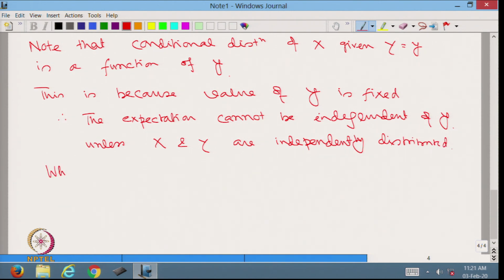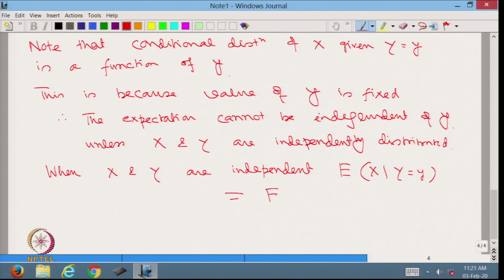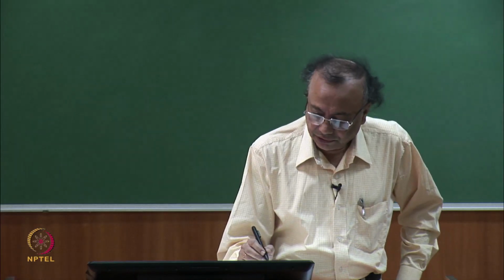When X and Y are independent, expected value of X given Y is equal to y is same as expected value of X. That should be very clear. Let us start with an example.